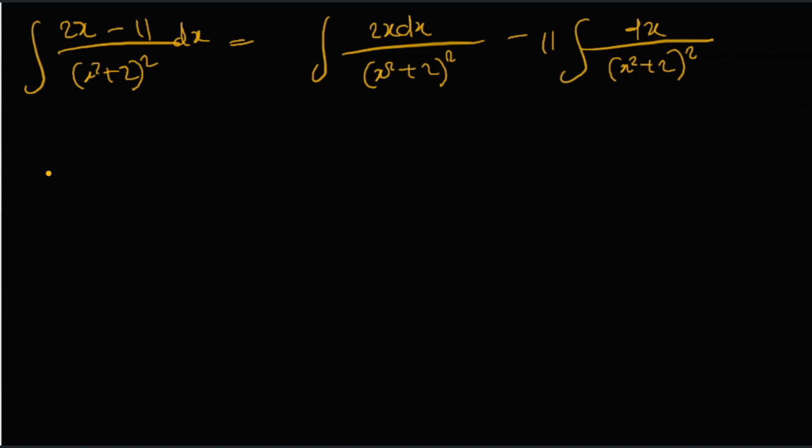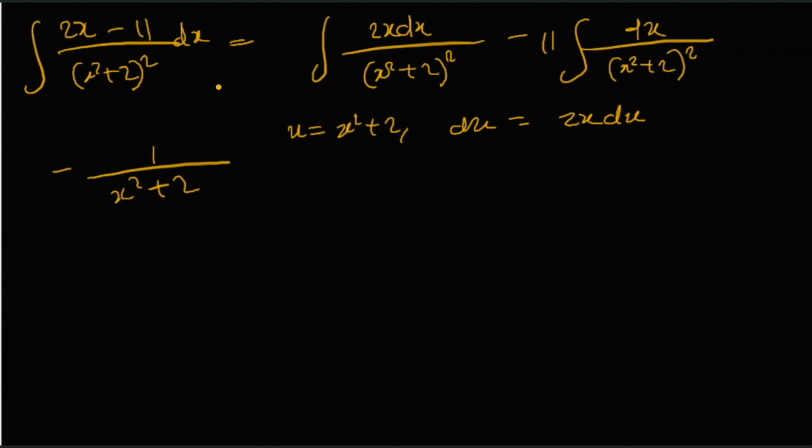This is negative 1 over x squared plus 2. Yeah, because if you differentiate this expression, that's what you get. You can always set u to be x squared plus 2, then du would be 2x dx. So this integral is basically integrating du over u squared. This is negative 1 over u. That is why I got this expression. You can always do this mentally in your head. So what about the second part here?